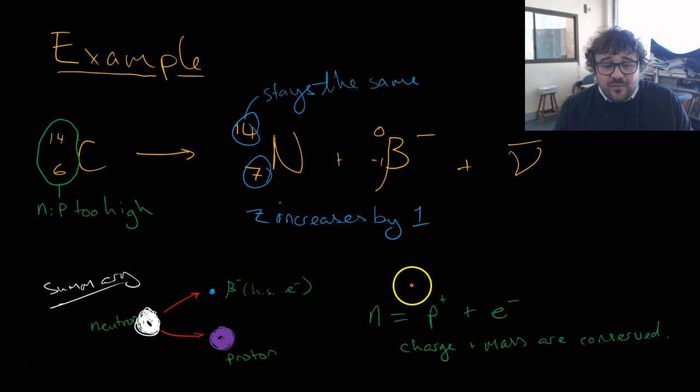So a nice little summary here is that a neutron is actually a proton plus an electron. So this allows us to have charge and mass conserved. The antineutrino there is there to conserve angular momentum.